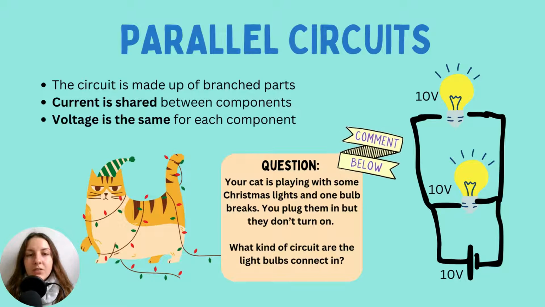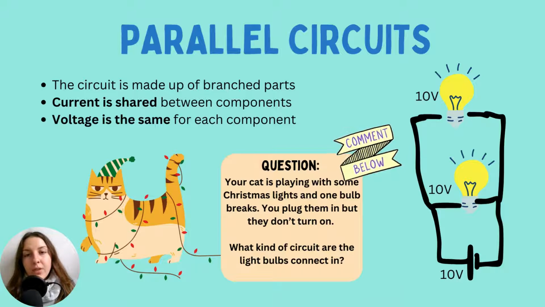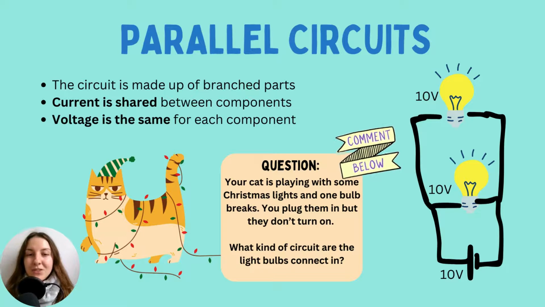So you can see that there is 10 volts of voltage or potential difference, and each of those light bulbs will receive the same amount. However, the current is shared. So if there was 10 amps of current flowing around the circuit, you'd actually have 5 amps of current going to each light bulb.